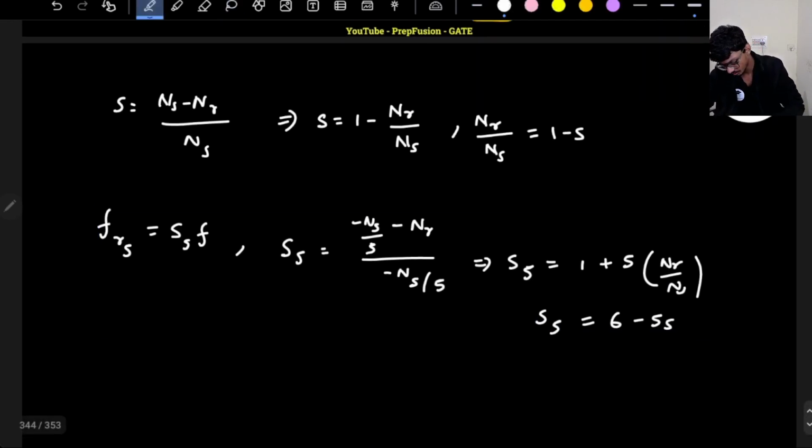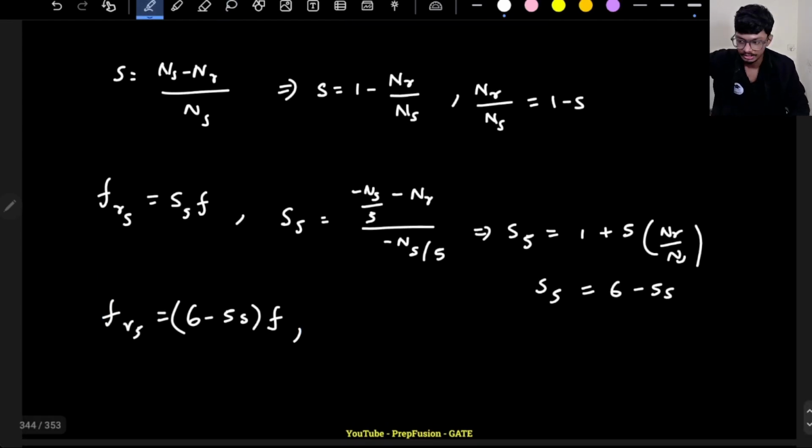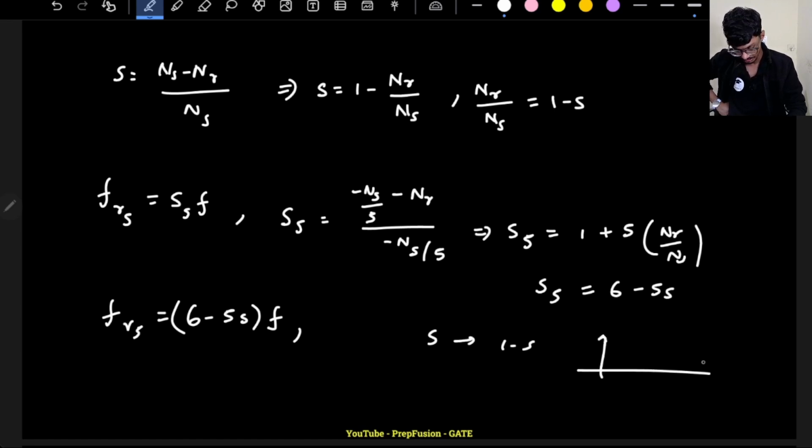So what will be the frequency? Frequency will be this only. Frequency of the induced EMF for the fifth harmonic on the rotor side will be 6 minus 5s into f. Okay. So what I can comment is that previously your slip was s, now it is becoming somewhat like 1 minus s, right? So the graph will be reversed. Previously your torque speed characteristics was like this, now, this is not an exact replica, it will be somewhat like this, right?